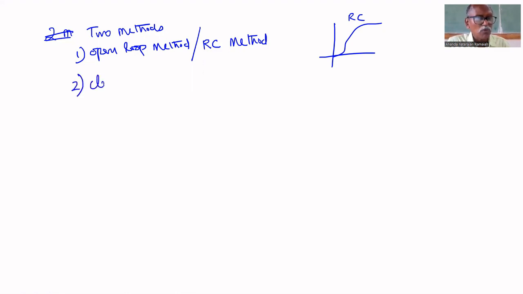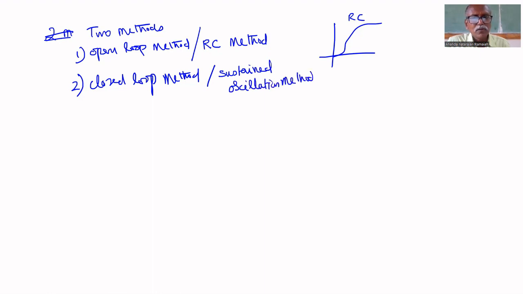Another method is the closed loop method, or sustained oscillation method. Sustained oscillation method, or closed loop method.